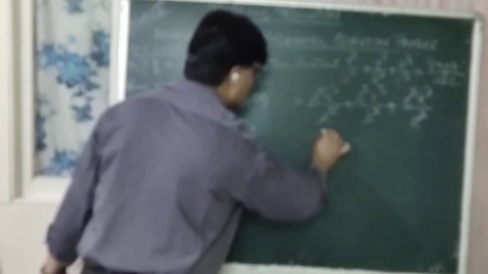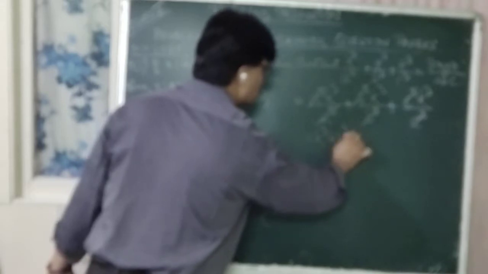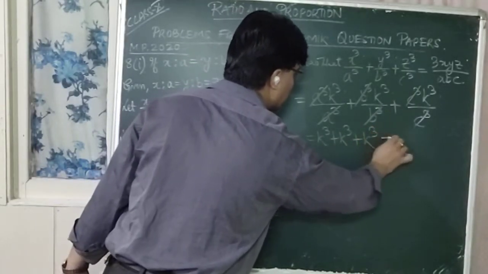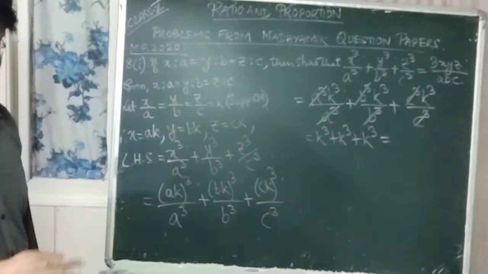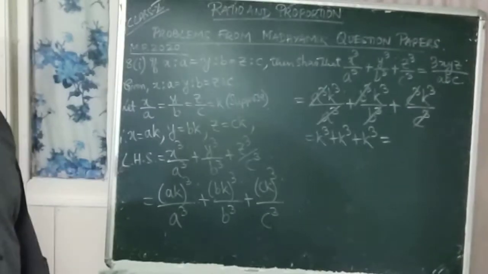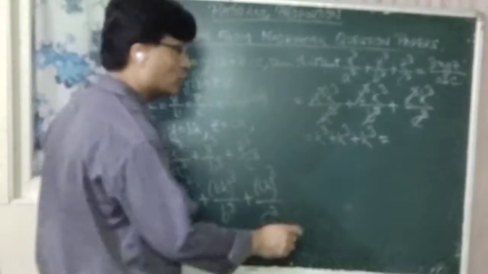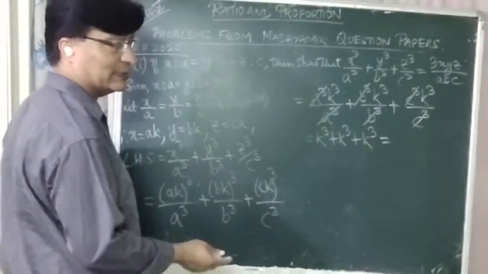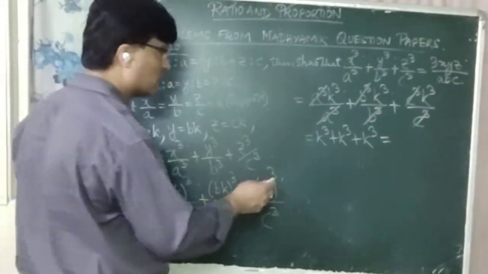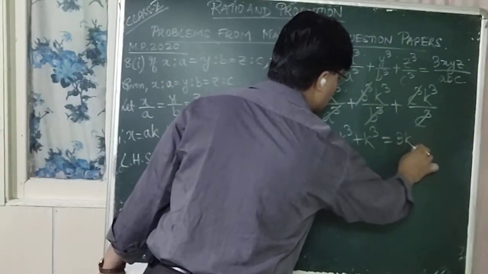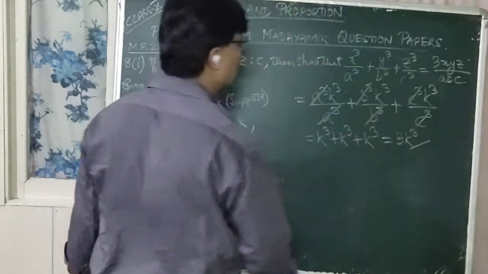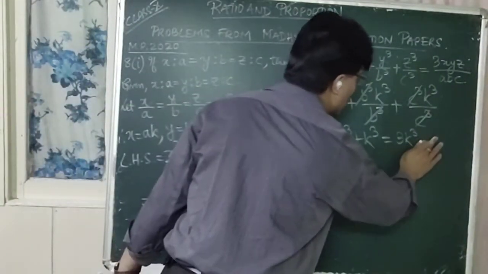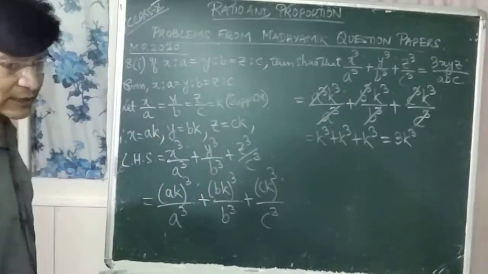So which is equal to k cube plus k cube plus k cube. All have the same sign, so you can add them. So same sign can be added. That means k cube plus k cube plus k cube is equal to 3k cube. So this is your left hand side.